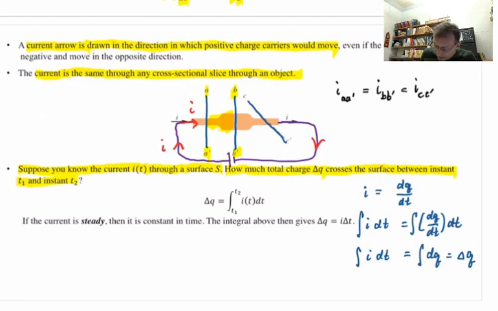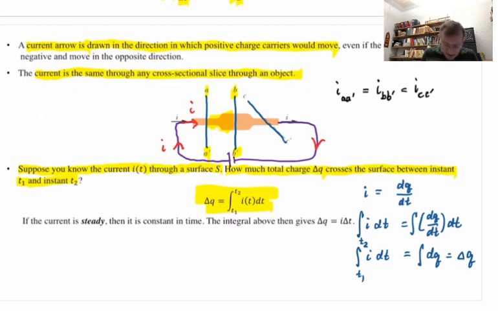And then you just put the limits on your time integral from t1 to t2, and you get this expression right here. To get the total amount of charge delta q that passes through a surface in a certain time interval that starts at t1 and ends at t2, you integrate the current. Notice that's just based on the definition of current and rearranging it.